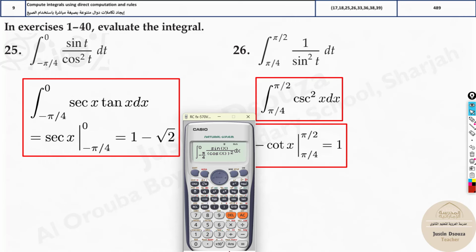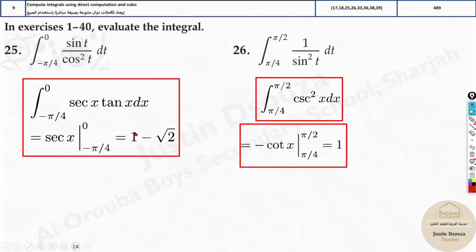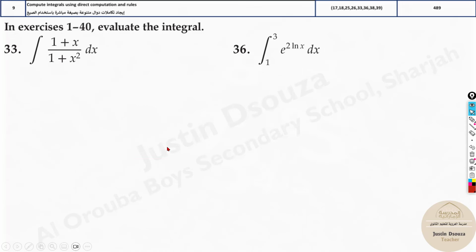Here, when you press equal to, you will not get this value exactly. You will get negative 0.414. But then you need to solve all the options, which are in terms of whole numbers and radicals. If you do 1 minus root of 2, what's the answer? It's negative 0.414. So that is the correct answer. So this is how we can solve it. You don't need to use any of the rules or anything. Directly solve it and it's more than enough. Same way you can do it for all these problems.